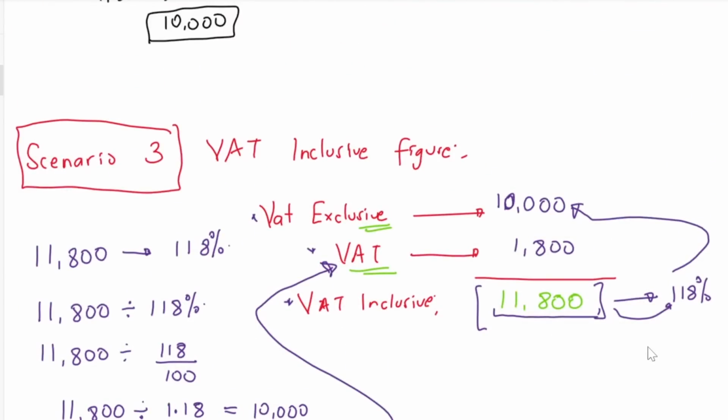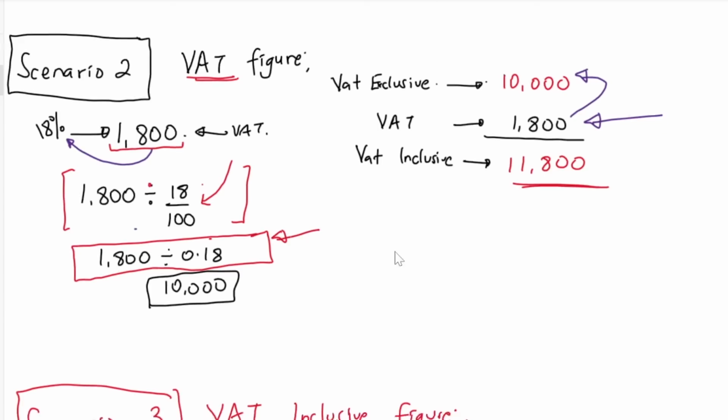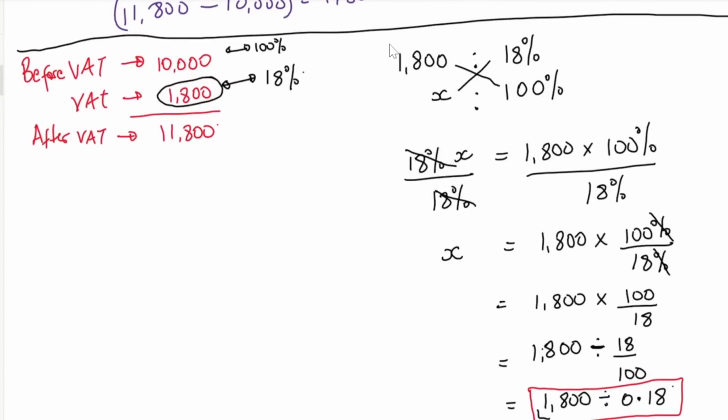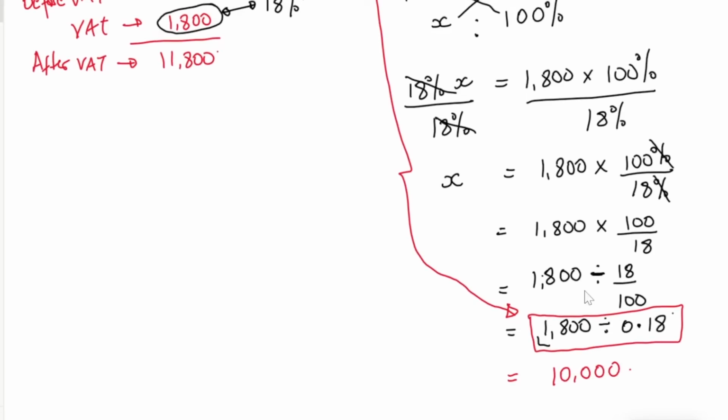If you come to our second scenario, this stage here, 1,800. So when I simply say I have the VAT figure, it is 1,800, how do I work backwards to get to the amount before VAT? I just divide by 0.18. When I'm just dividing by 0.18, I have indirectly jumped all these steps and I have come here. I'm getting my amount before VAT, which is 10,000. That is the derivation of that reasoning mathematically. It's 1,800 divided by 0.18.